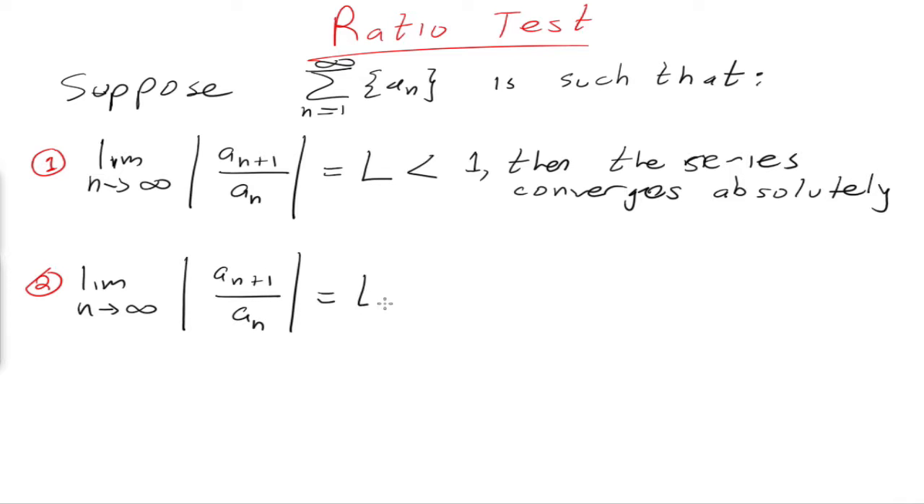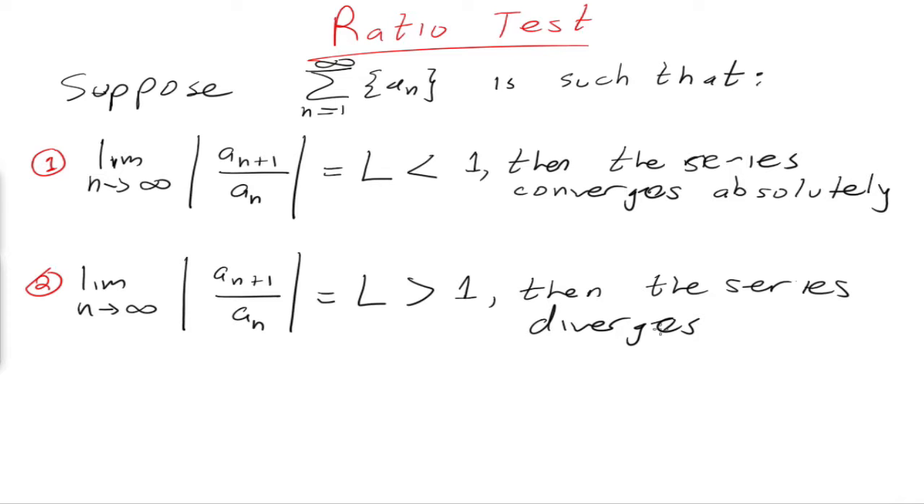Now, if the limit as n goes to infinity of a sub n plus 1 over a sub n is equal to L, which is greater than 1, then the series, take a wild guess, diverges. Absolutely diverges.